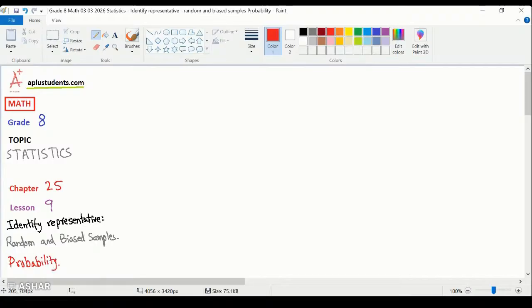Okay, so let's go to grade 8 maths, chapter 25, lesson number 9. If we need to compare biased with unbiased, right? Biased and unbiased. Let's see what is a biased.